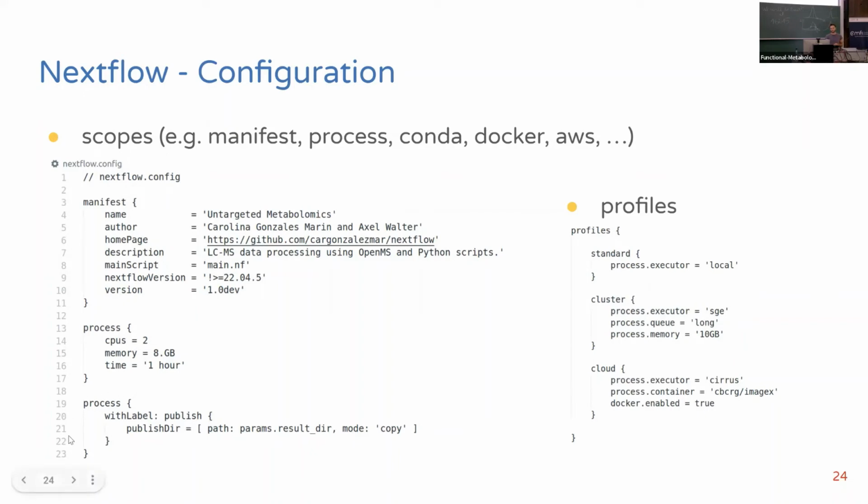Or down there, I specified for the processes that have the label publish, we want to have a publish directory. So the thing is that files get automatically generated in a kind of temporary work directory. And when you want to keep them permanently, you should copy them out of that file structure and put them in the result directory of your choice.